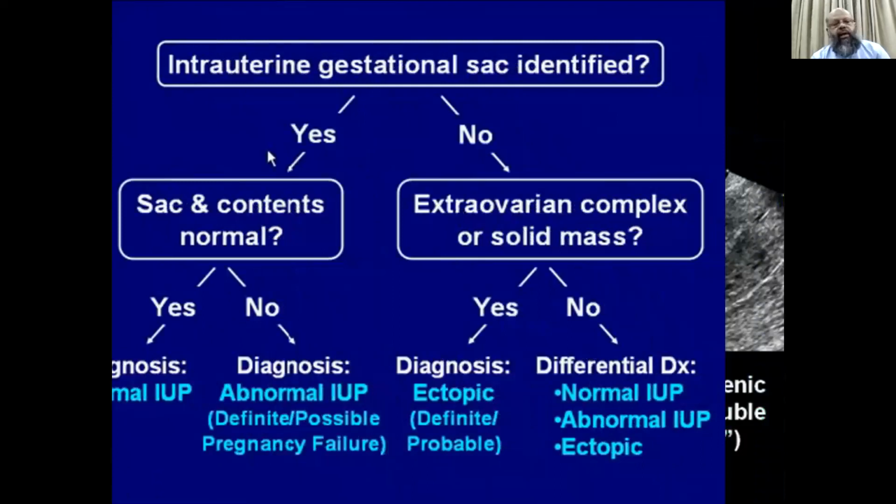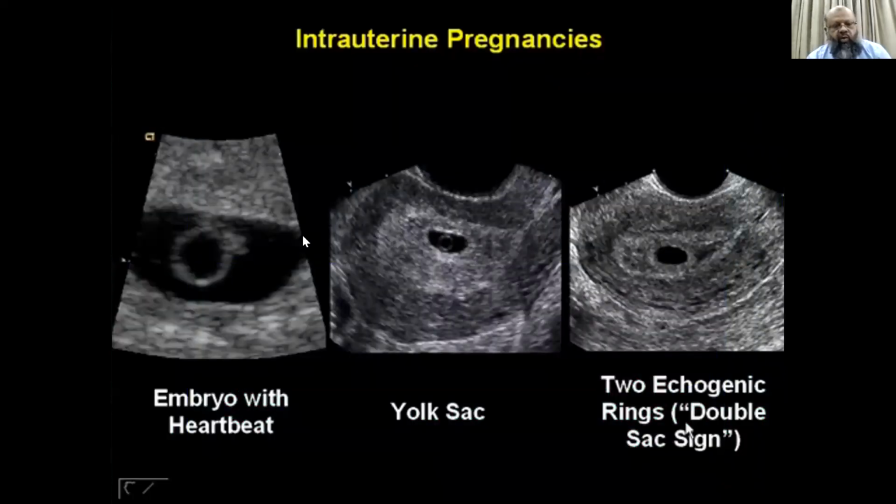If there is an embryo with cardiac activity, we will look at the embryo and yolk sac. If the yolk sac is large, that also indicates abnormality. And we can look at the size of the yolk sac and the proportion of the gestational sac to the yolk sac. The embryo is not visible here, or there are just echogenic rings, which is the double sac sign. We can get this line, and then this is the second line. So it is two echogenic rings.